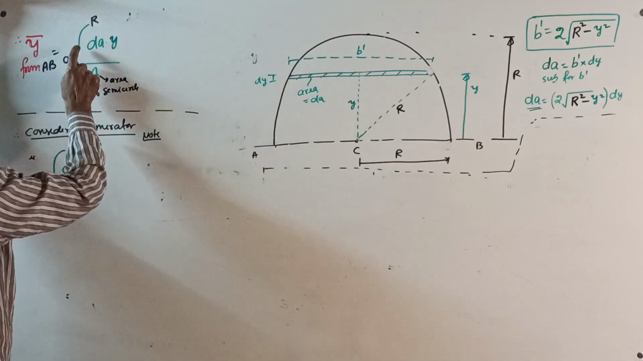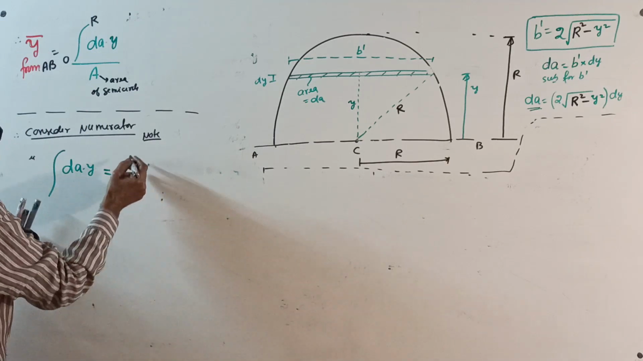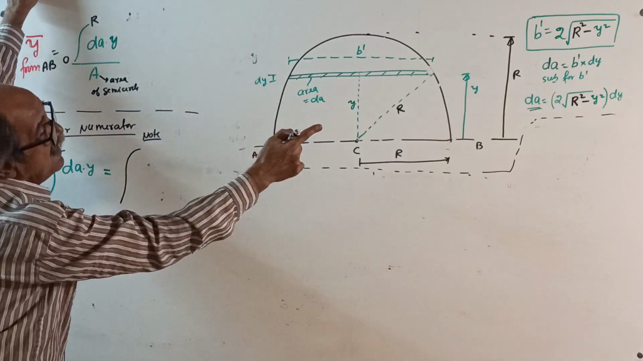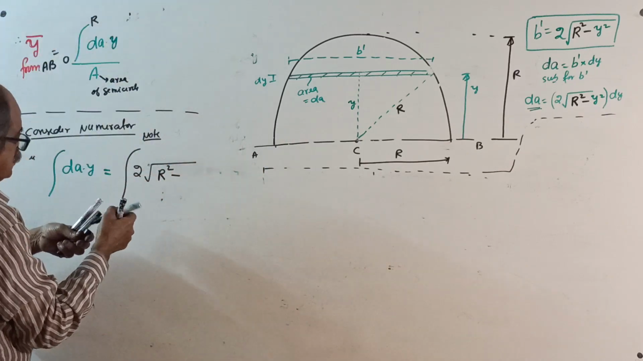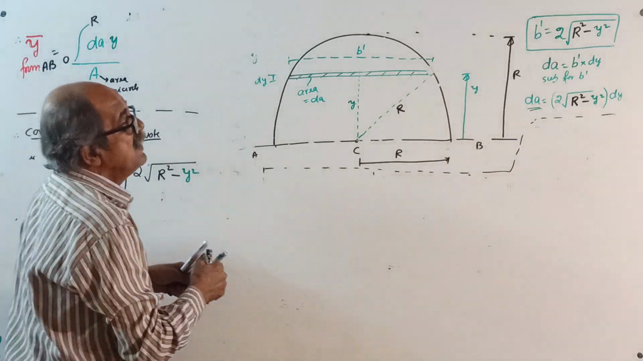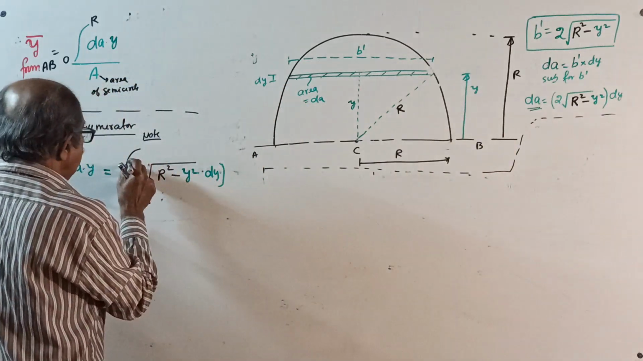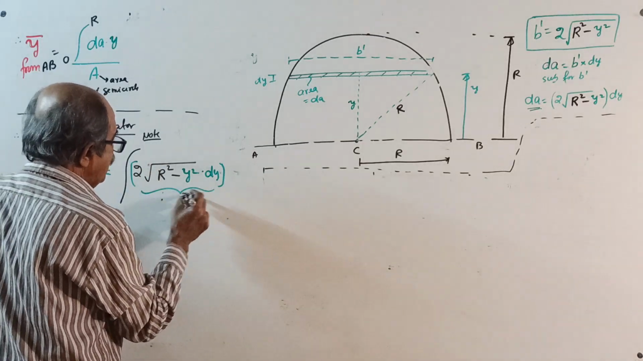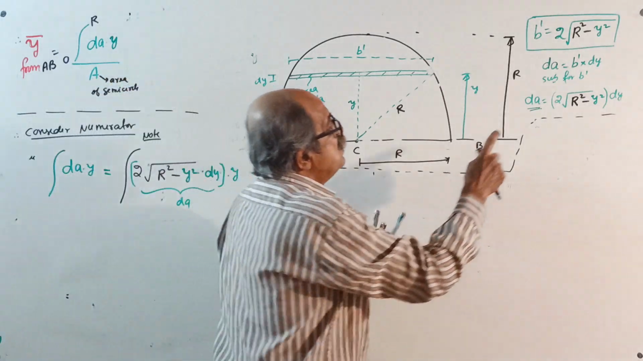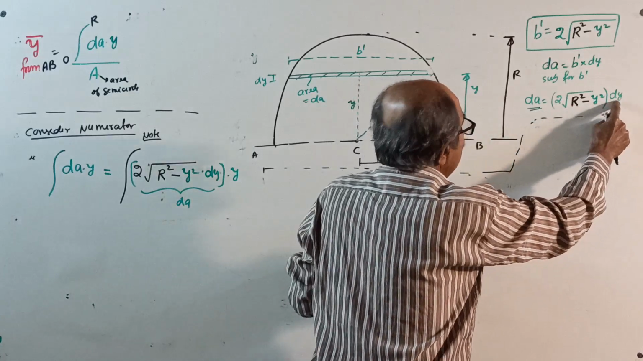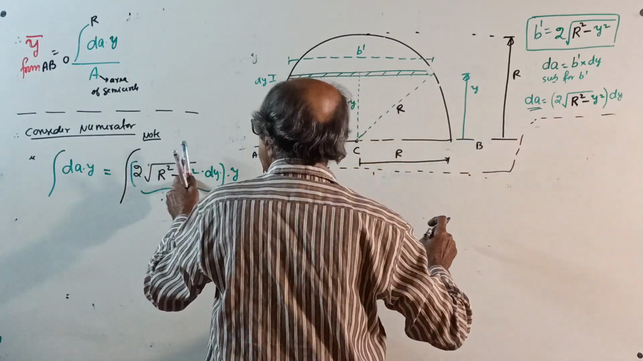You only consider the integration of dA into y, equal to the integration of dA, which is 2 root of r square minus y square into dy. Remember, this is your dA. See correctly there, but into y. 2 root r square minus y square into dy. That is dA. dA is 2 root r square minus y square into dy.